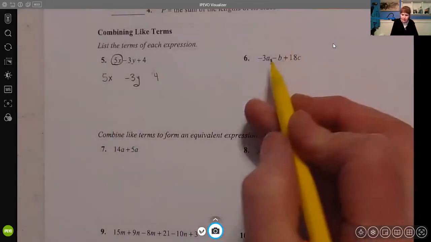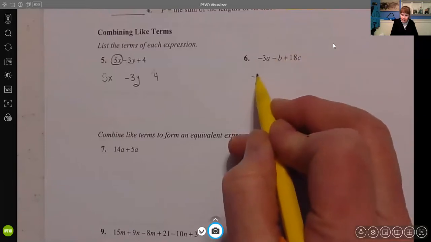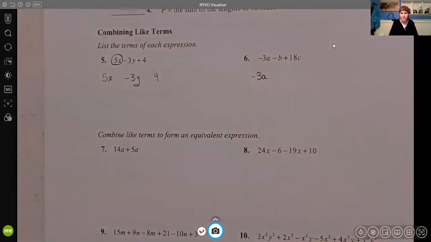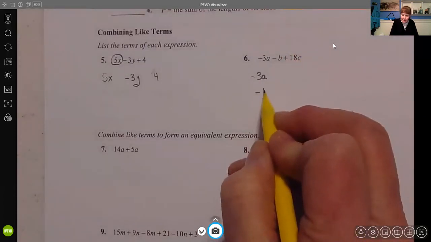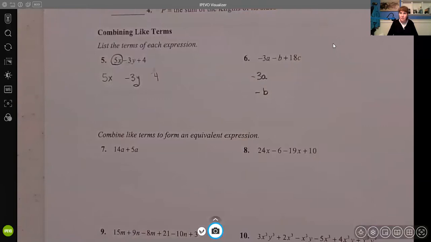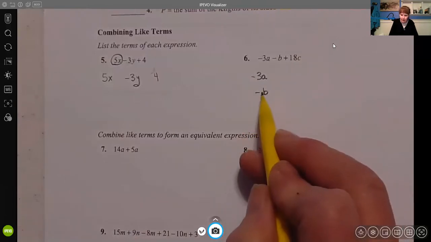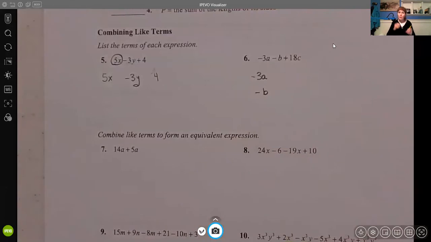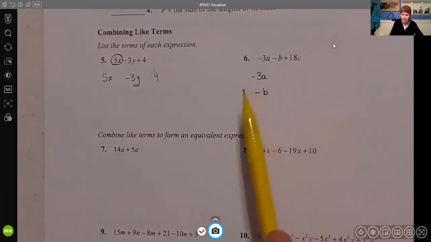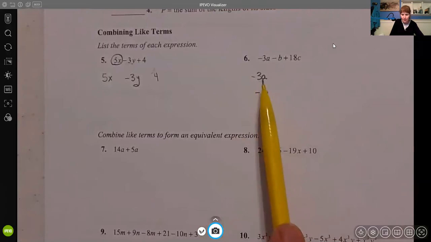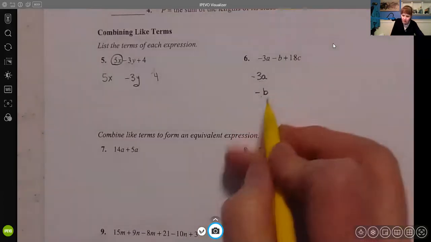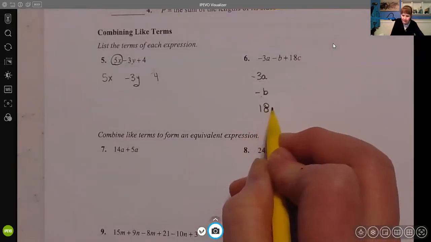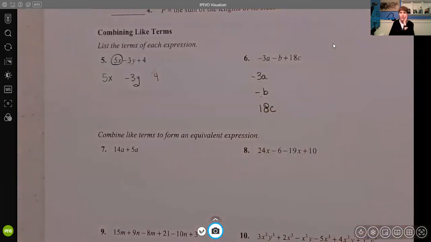Over here on number 6, the terms are negative 3a is a term. Negative b is a term. And again, if there's not a number in front, this is actually a negative 1b. The coefficient in front here is a negative 3. The coefficient here is a negative 1. And then we also have the term 18c. So they're separated by plus or subtraction symbols, but you do need to include that subtraction as a negative.